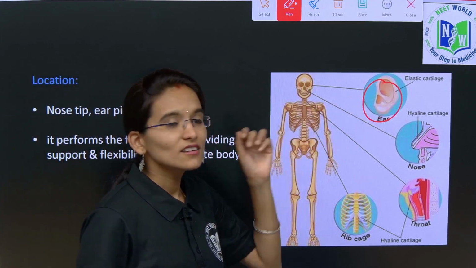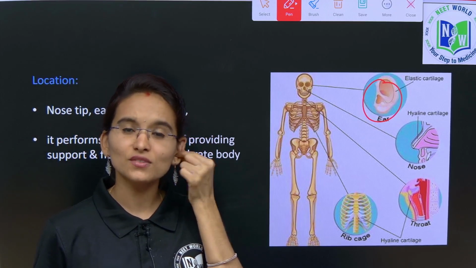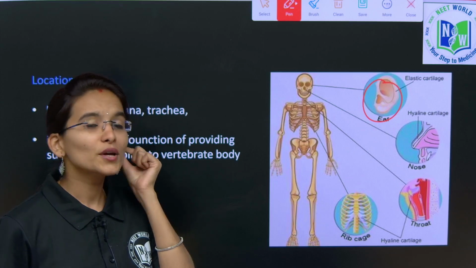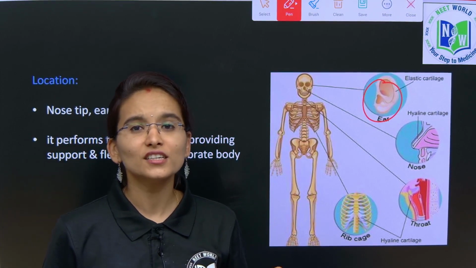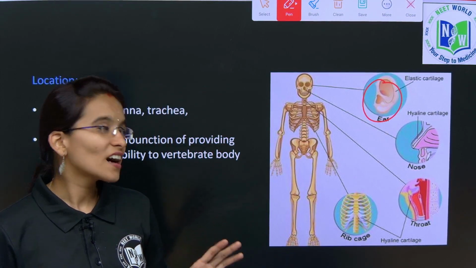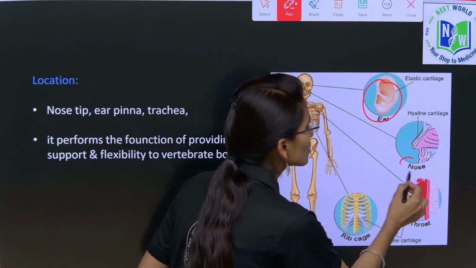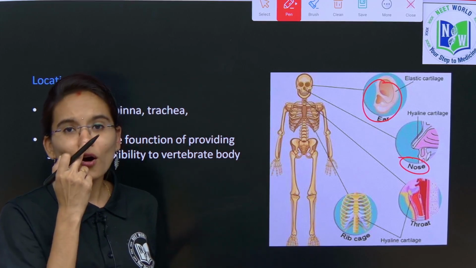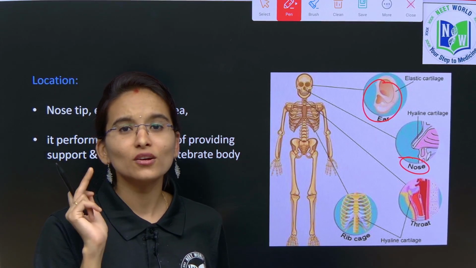Next, the ear. You can bend these ears like this. Why can you bend these ears like this? Because it is a soft skeletal tissue which is called cartilage. And next, it is also found at the tip of the nose. You can also bend your nose in this way.